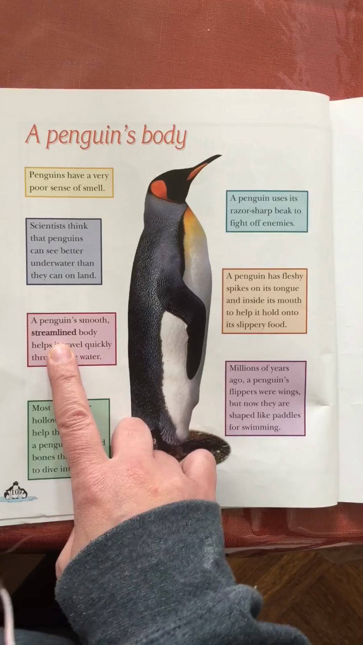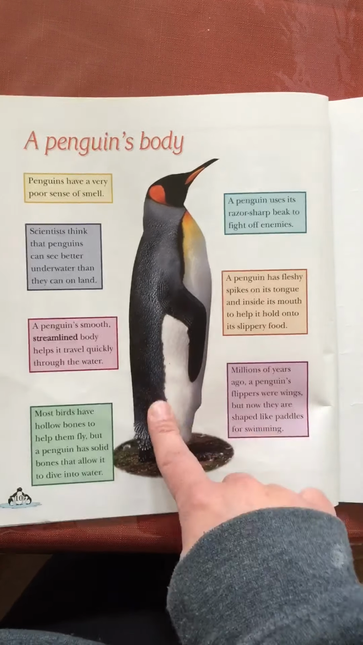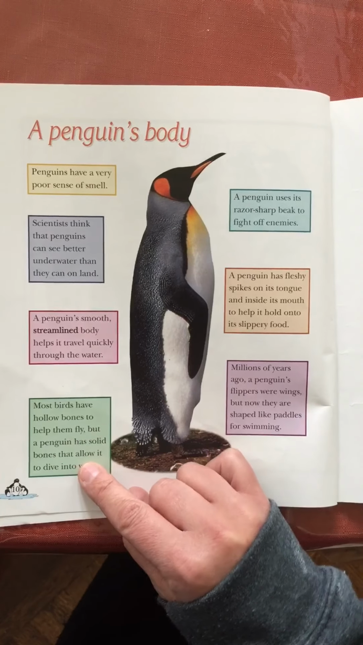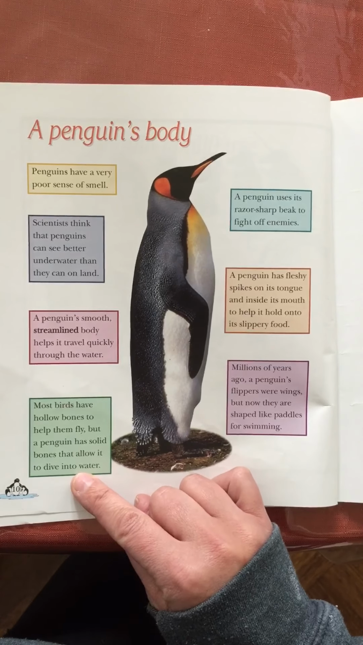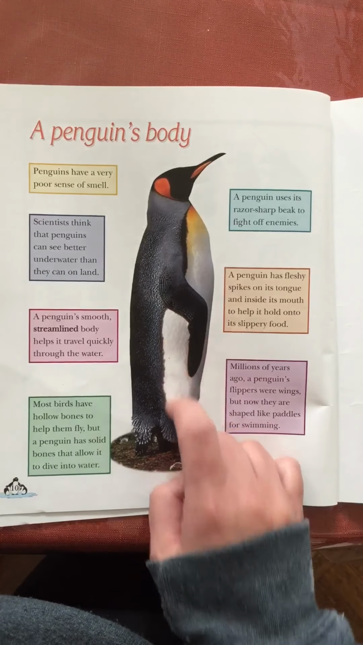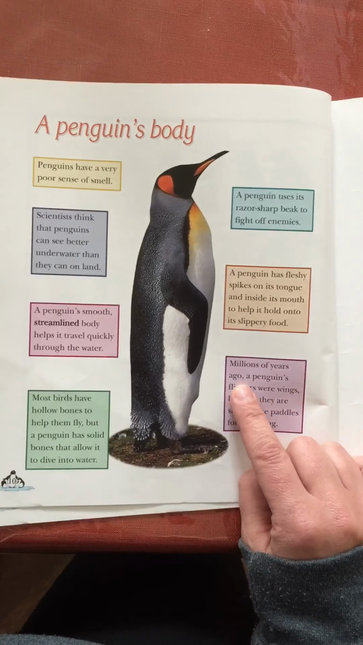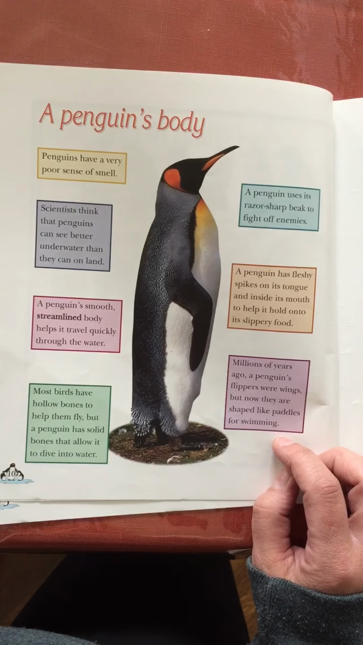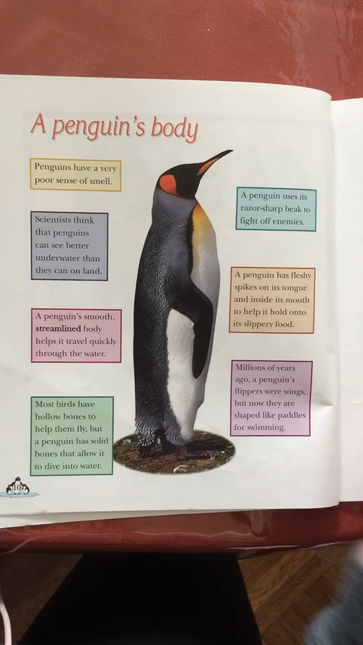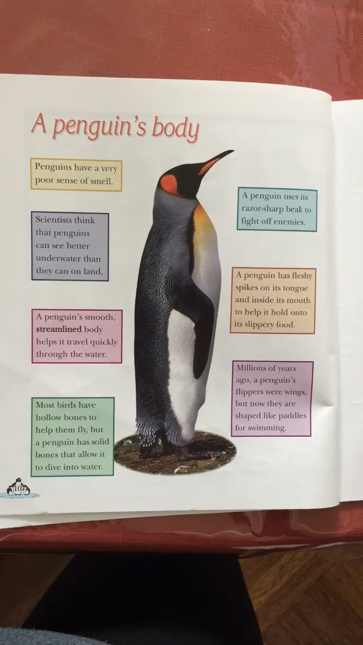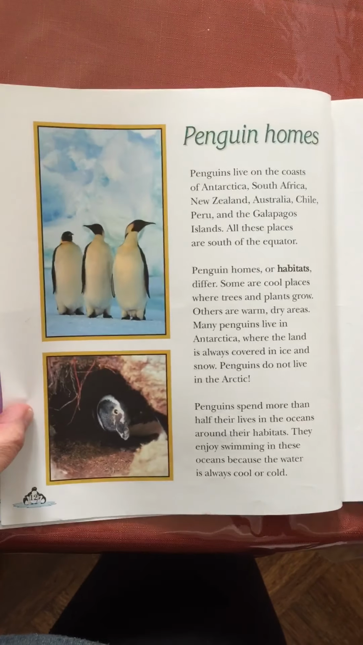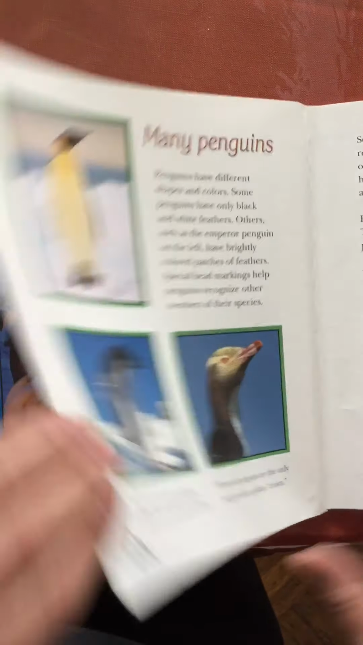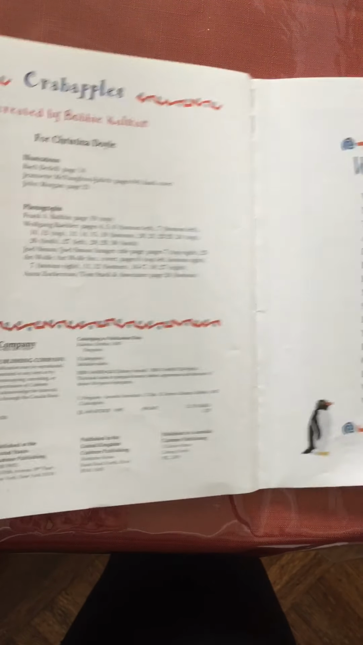A penguin's smooth, streamlined body helps it travel quickly through the water. I'm not really sure what this word means yet, but something to do with the way their body is shaped. Most birds have hollow bones to help them fly, but a penguin has solid bones that allow it to dive into the water. So this is making me think that maybe penguins don't fly. And millions of years ago, a penguin's flippers were wings, but they're now shaped like paddles for swimming. So do you see how I'm getting my mind ready to predict some of the things I might be learning about? And each time I'll flip to there and I can read it and learn more about subtopics.